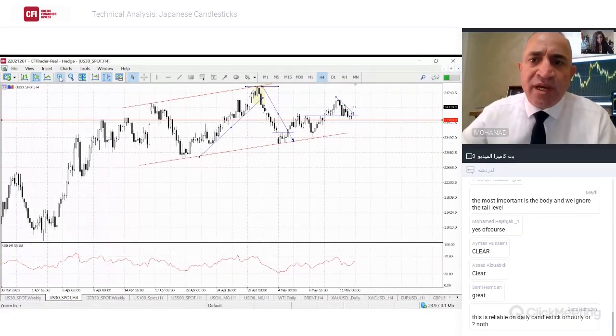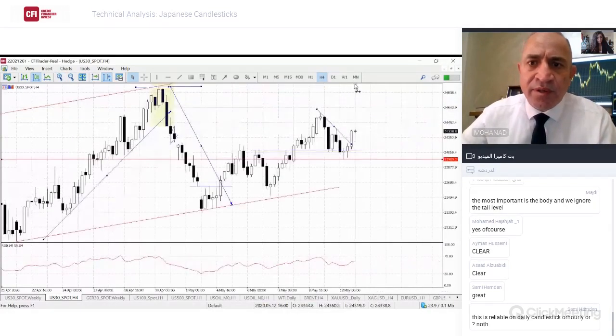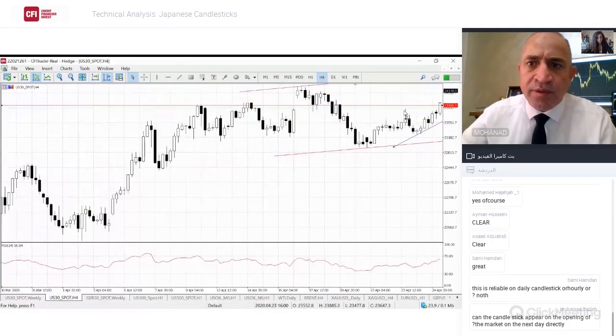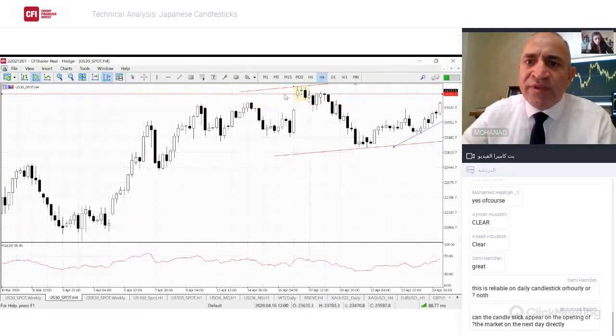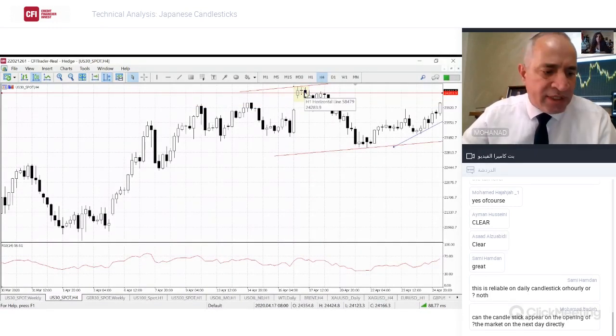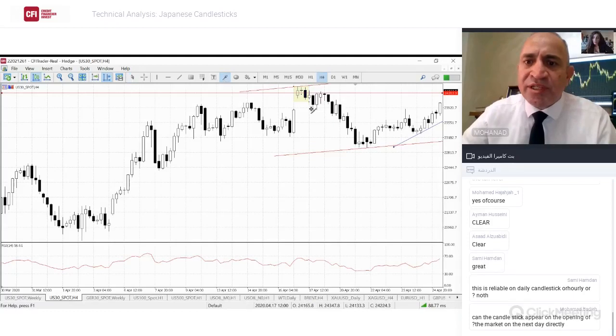Here is an example for the evening star we studied before. We had a white candlestick followed by a small body candlestick and end with a third black candlestick. It must close more than at least 50% of the height of the white candlestick. This is called an evening star. That's why the prices change direction from the uptrend to the downtrend.